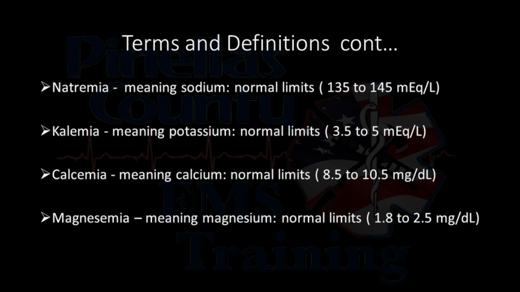The first electrolyte we're going to discuss is the most basic and one we are all most familiar with, which is sodium. Sodium, when referring to the levels in the body, is called natremia, and the normal limits of sodium are between 135 and 145 milliequivalents per deciliter.